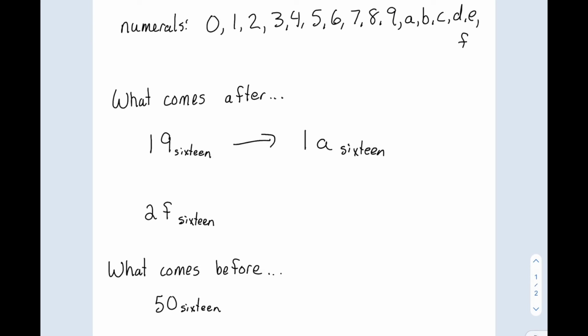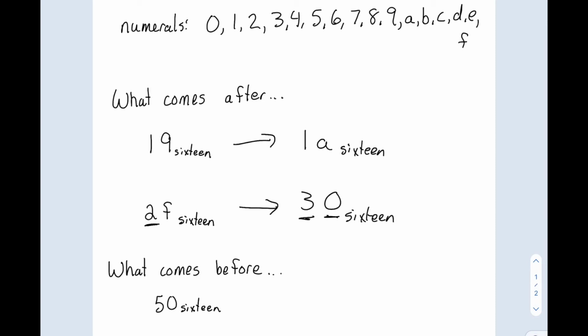So 2F, base 16. F, what's the next numeral available? Well, I don't have one. Adding one more is going to make a complete group of 16. So I'll have one additional group of 16. The 2 becomes a 3, and now I'm to 0 individual units. So after 2F comes 3, 0 in base 16.